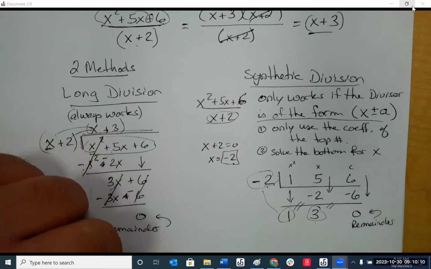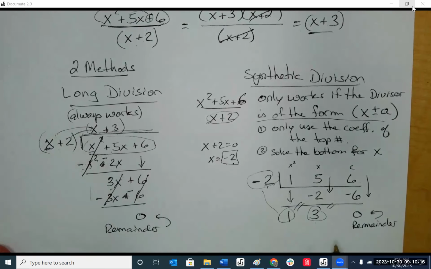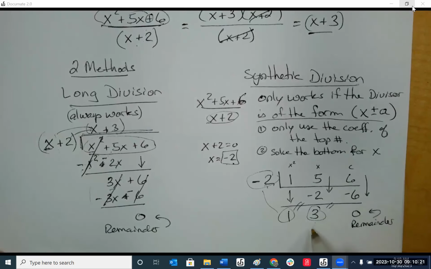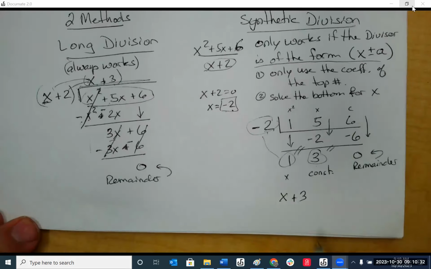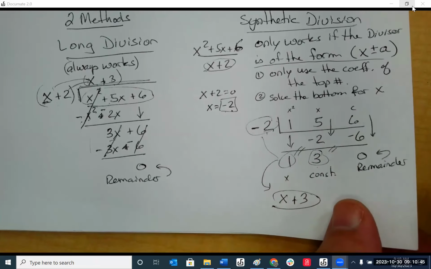And this is your remainder. What these numbers represent, since that's your remainder, this is your constant. This is your x value. So we have x and a +3. So that's what that turns out to be. Okay with that? Let's look at some examples now.